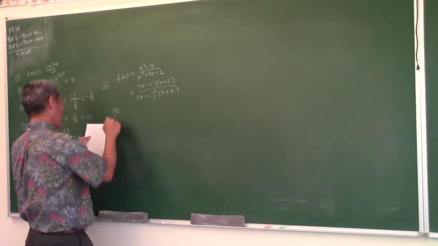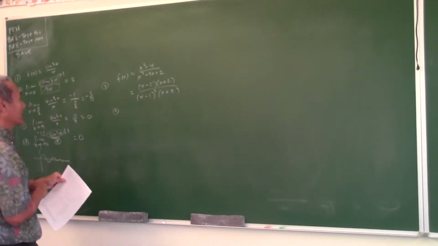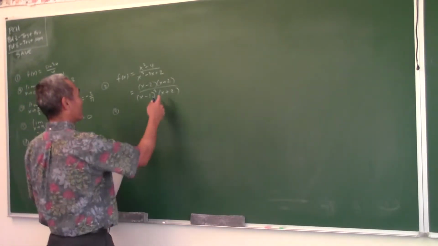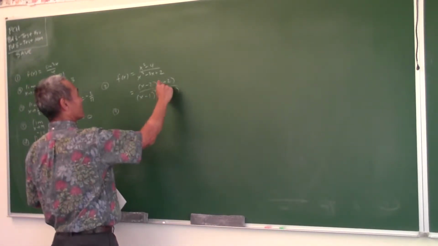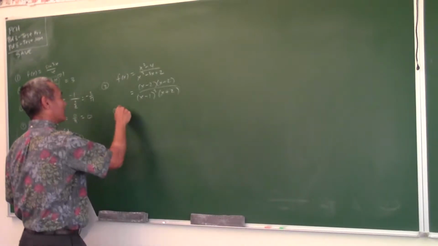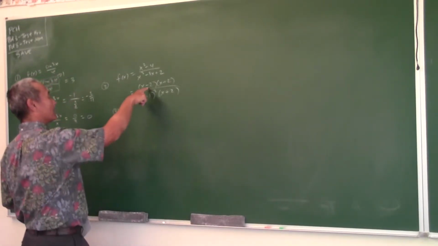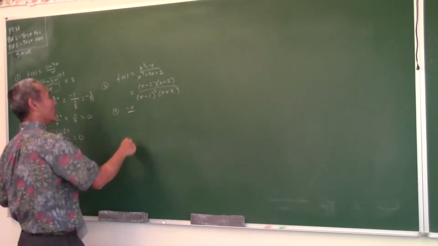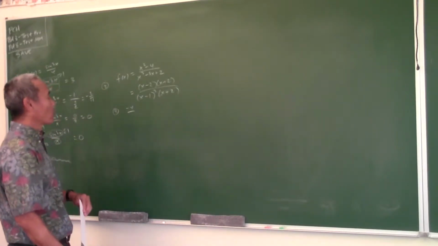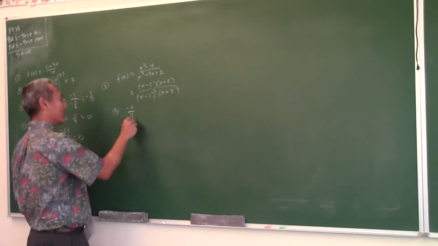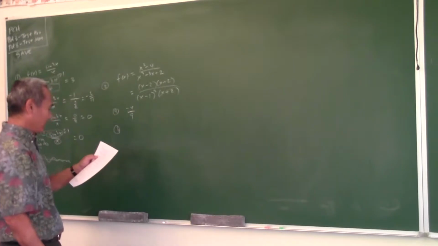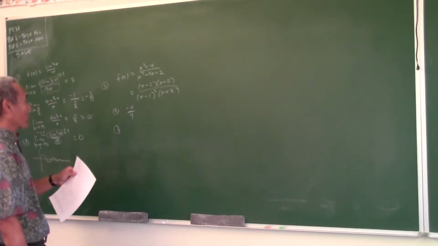A, what is the limit as x approaches negative 2? Well, if you plug in negative 2, you're going to get 0 over 0. So if you cancel these out, what happens when you plug in negative 2 now? You get negative 4 over negative 2 minus 1 squared, which is 9. Negative 4 ninths.